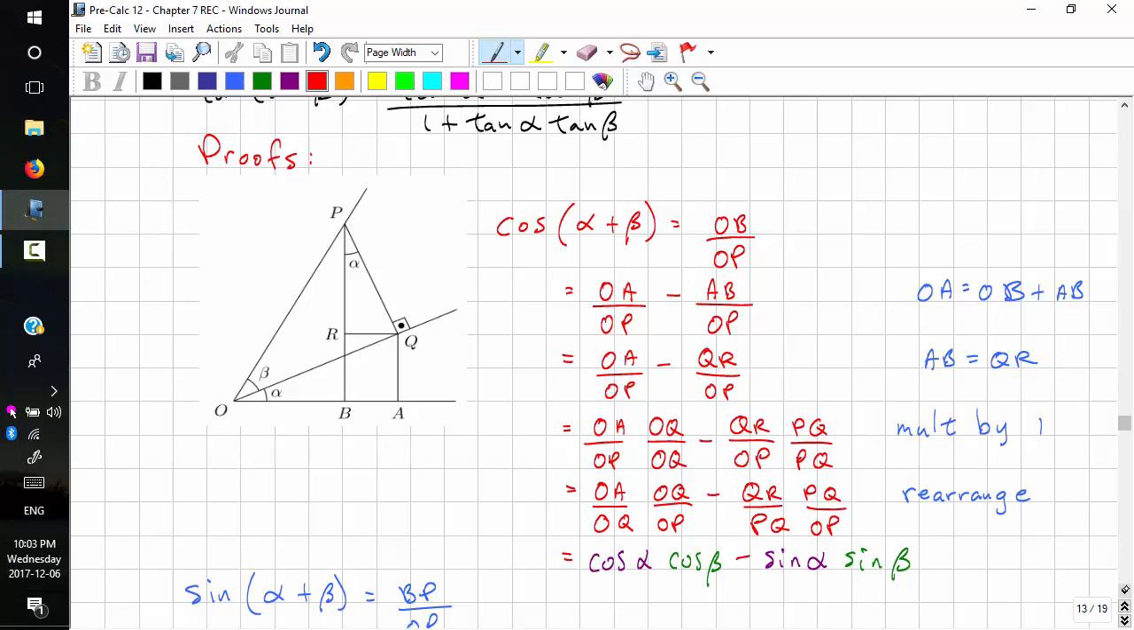So we'll start off with the literal definition of cos alpha plus beta. This is alpha and this is beta. We're adding the two angles together. We're doing cosine, so that's x over r. And we see that this definition is true. OB over OP.